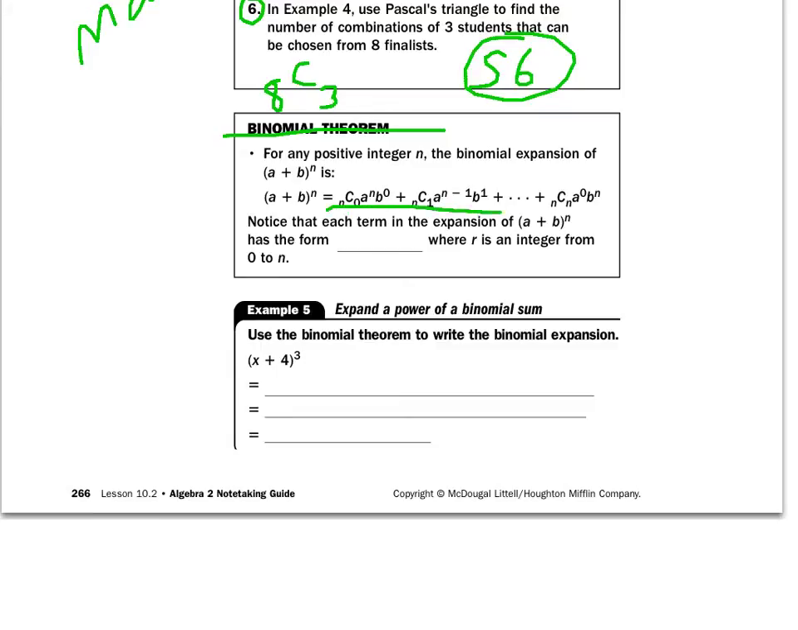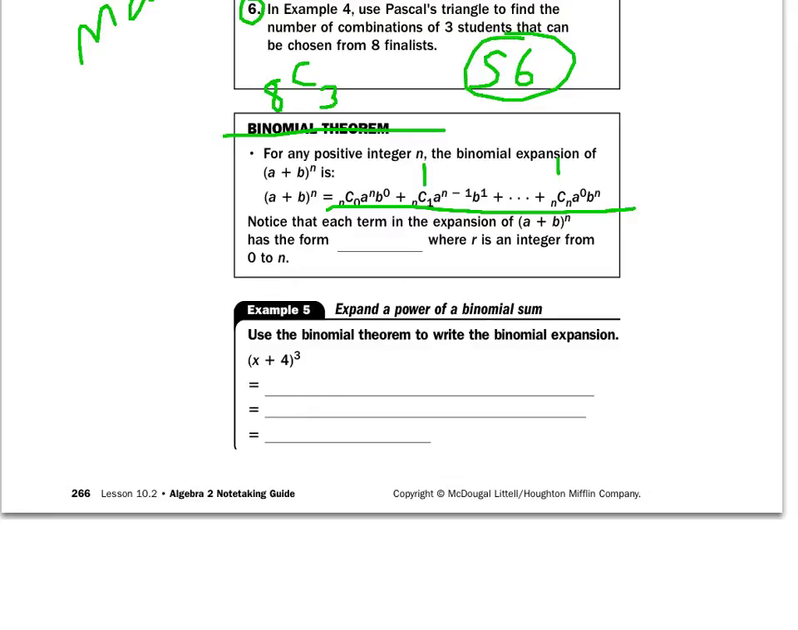So let's take a look at it. The first term there in n, so let's say this is to like the 8th power, that first term is going to be 8 choose 0, then 8 choose 1, and then 8, and those are the coefficients. Okay? So let's see how this plays out for this next one.